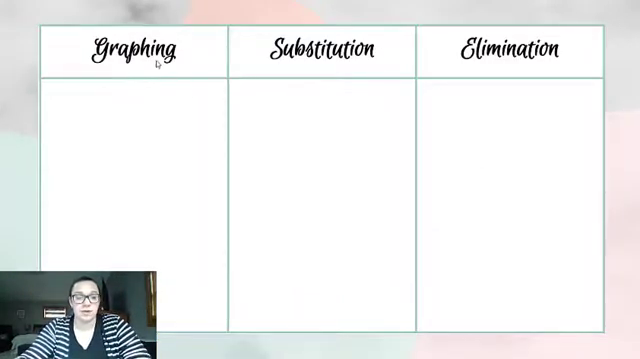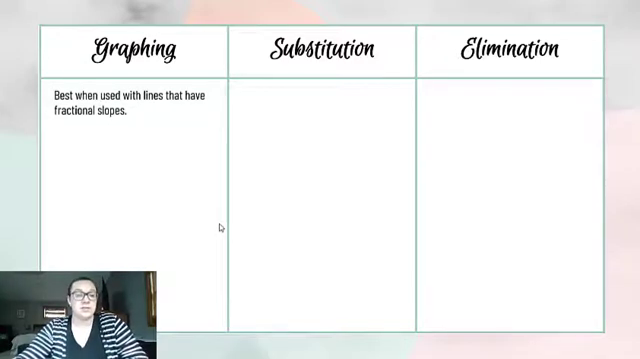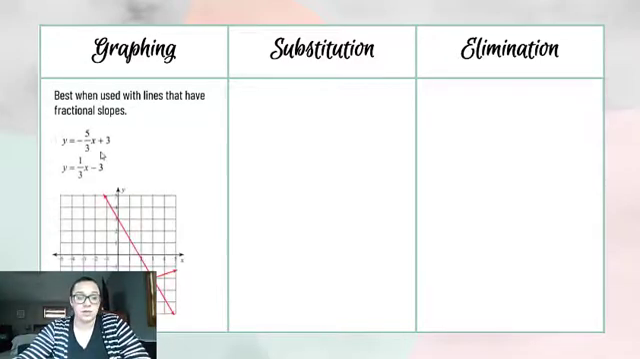The first one we had learned about was graphing, which is best used when lines have fractional slopes. Here's an example of that where I've got a slope of -5/3 and 1/3. If I was given this system of equations and I was going to try to solve it with substitution or elimination, it would be kind of annoying because I'd have to deal with the fractions all the way through. However, fractions are good for graphing slopes, so if we did this, we'd be able to find the solution where they intersect at (3, -2).